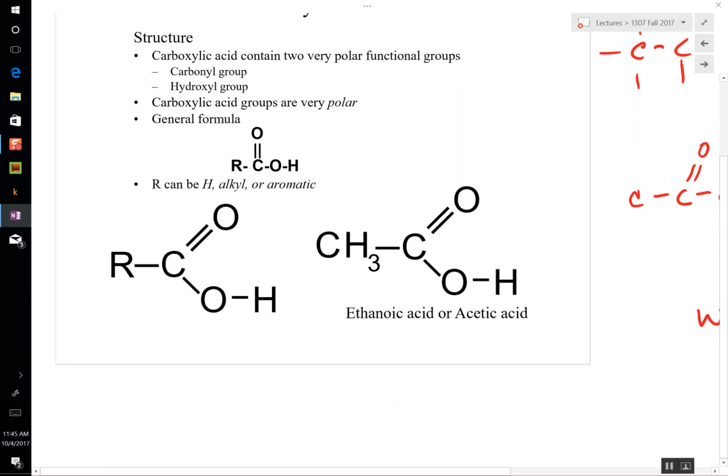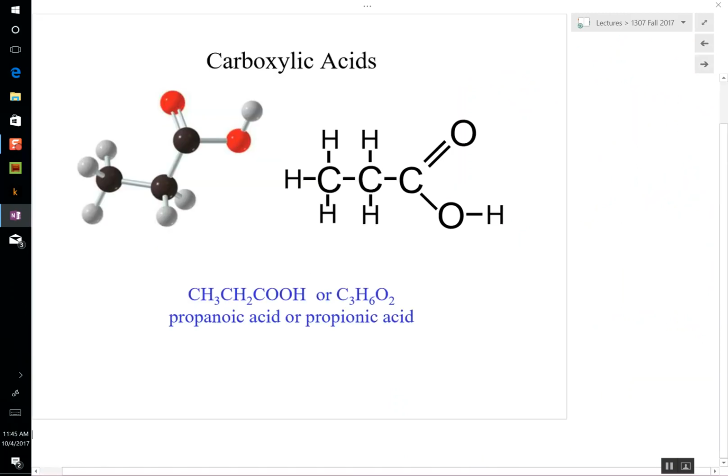So we've got a carbonyl and a hydroxyl group on the same carbon. We'll get into the naming of these. So here's a 3-carbon one: 1, 2, 3, with the carboxyl group on the end. Here's the structural formula. We're going to take propane, drop the E, and add OIC, and we get propanoic acid. This is the IUPAC name. This is the common name, propionic acid.